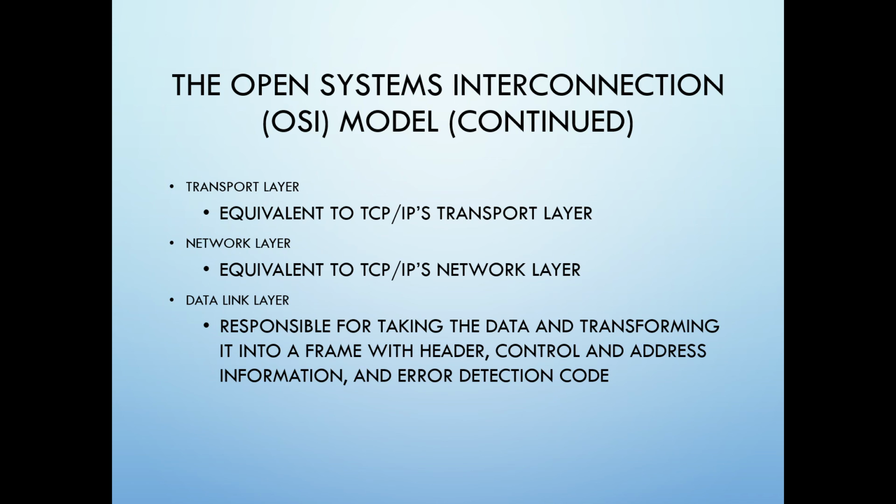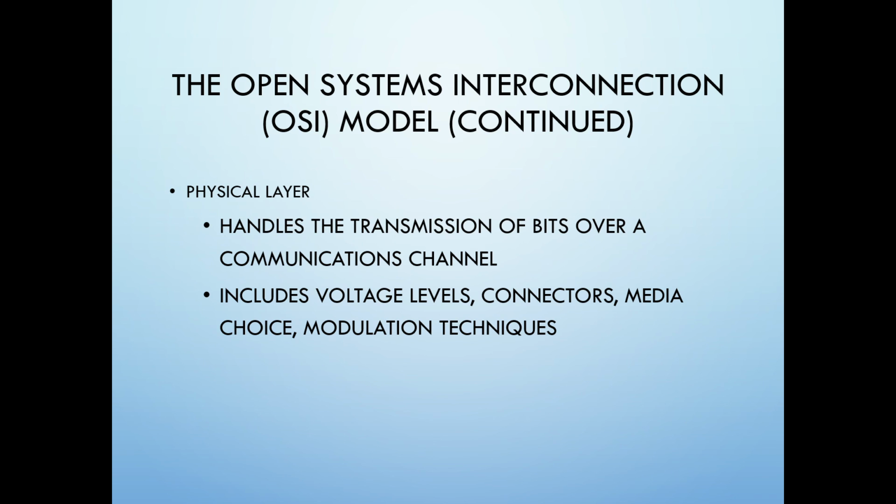And data link layer is responsible for taking the data and transferring it into a frame with header, control, and address information and error detection codes. And the physical layer handles the transmission of bits over a communication channel. It includes voltage levels, connectors, media choices, and modulation techniques.